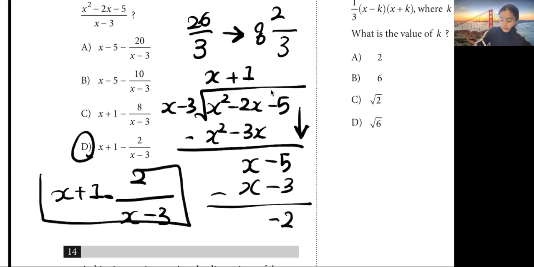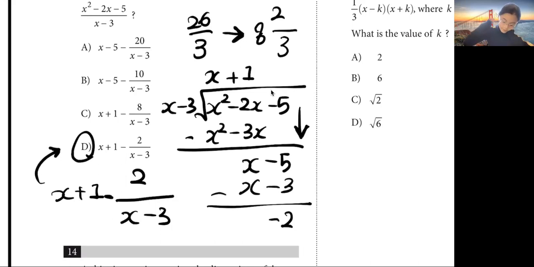And your answer should look something like this. And you know that it's exactly the same as D. So D is your answer.